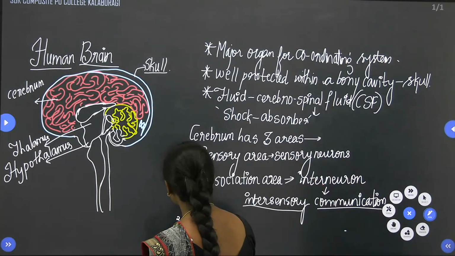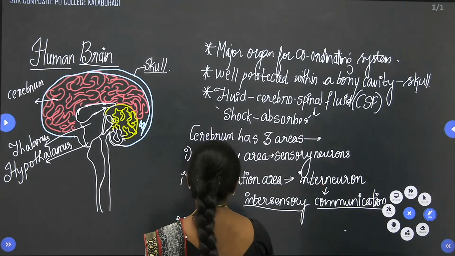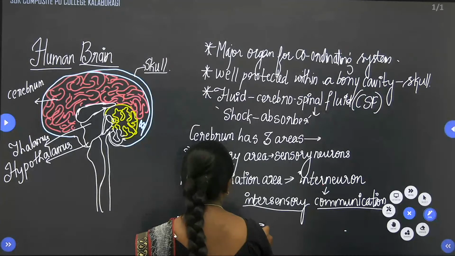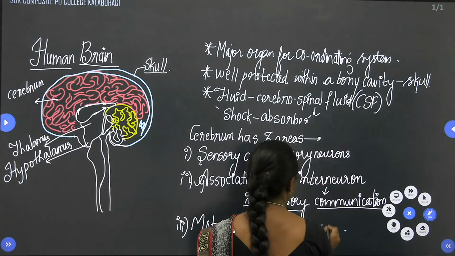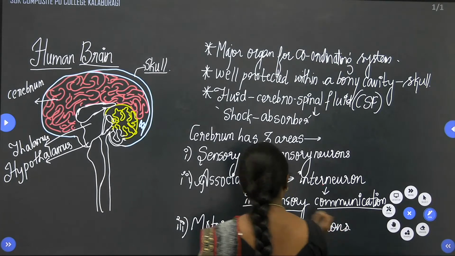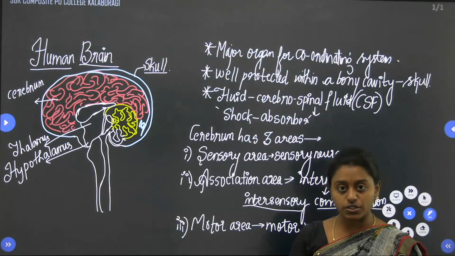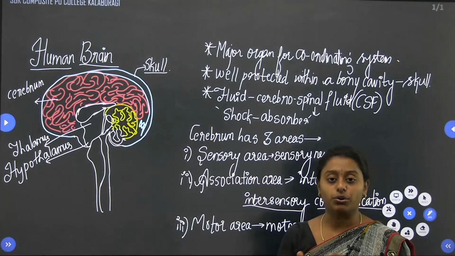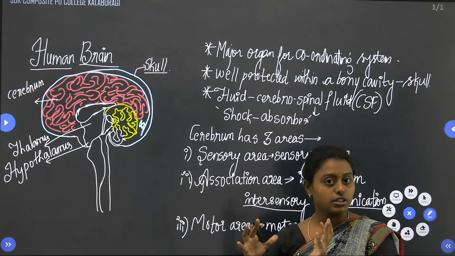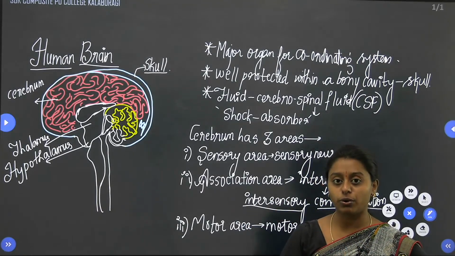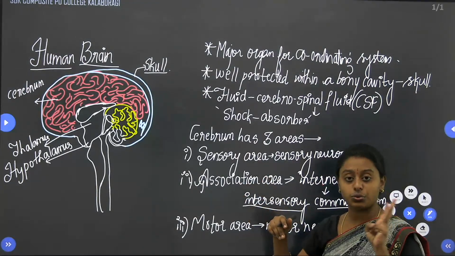And the third one is motor area, made up of motor neurons. Motor neurons are the type of neurons which are present within the central nervous system, and these motor neurons send the processed signal from the central nervous system to any part of the body which has to give the response. So in case of cerebrum we can constitute three regions.